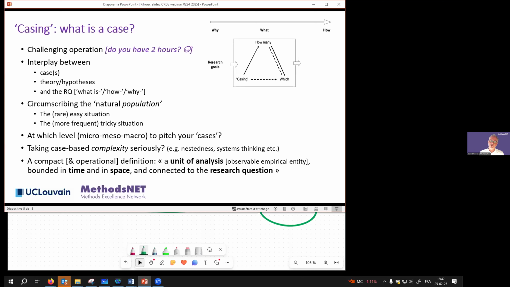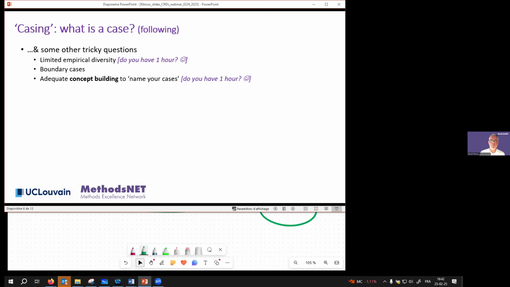And this is also where perhaps the micro, meso, macro distinction comes into place. And last but not least, you need to be able to place this case by naming it with the right concept in the research question. Again, I'm unpacking this much more in the full course. Now, the casing operation is very challenging in many ways. It's perhaps the most difficult thing to do, especially when you do original research, like a PhD type research, when you want to go in depth.